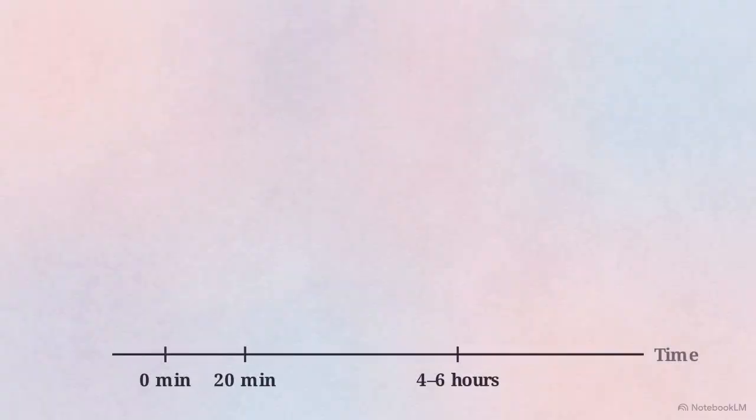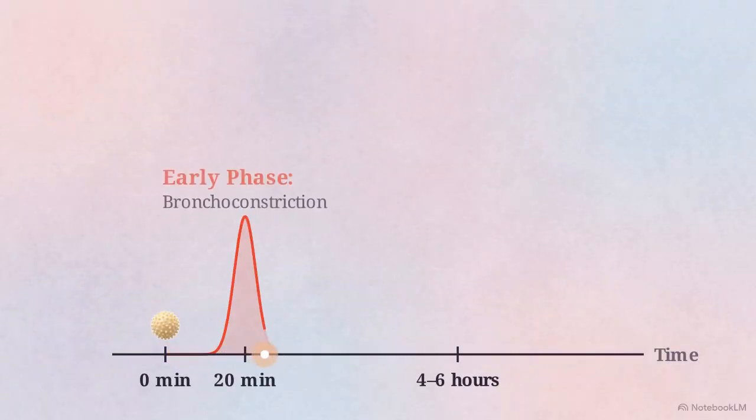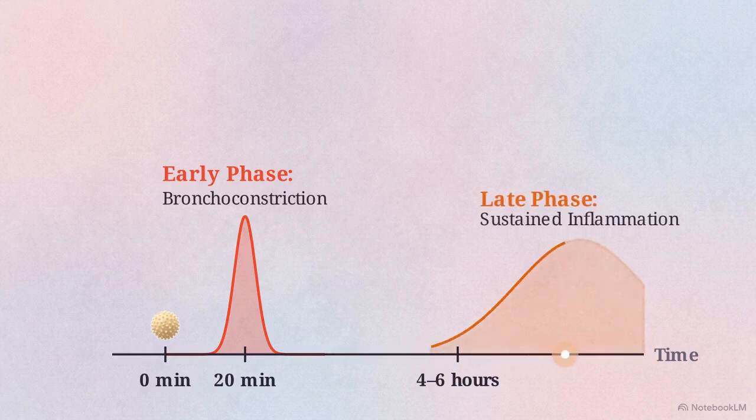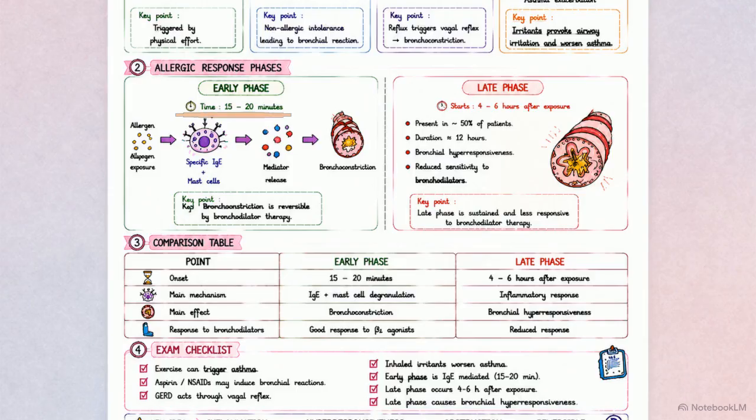The timing of these physiological responses is critical because a single exposure actually triggers two distinct sequential waves of attack. Looking at this timeline, the early phase strikes 15 to 20 minutes after exposure. This immediate wave is driven entirely by IgE and mast cells, resulting in rapid, acute bronchoconstriction. The late phase arrives 4 to 6 hours later. This delayed wave is driven by a massive influx of secondary inflammatory cells, creating a sustained, intense period of hyperresponsiveness.